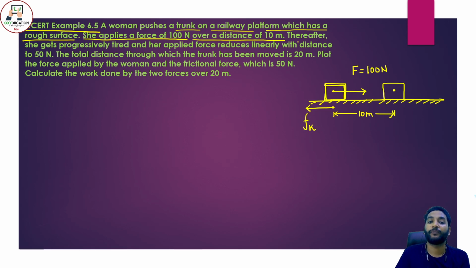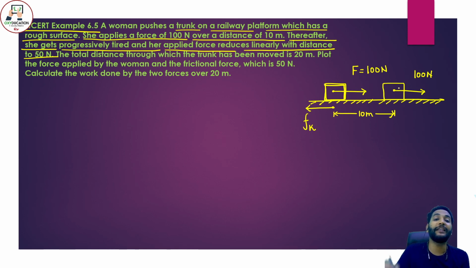Okay. Now, thereafter, she gets progressively tired and her applied force reduces linearly with the distance. What does linearly mean? Directly proportional. So right now at this point of time, how much force was it? It is 100 Newton. But now this force is going to reduce linearly. And reducing, where will it reach? Let's see what it says.